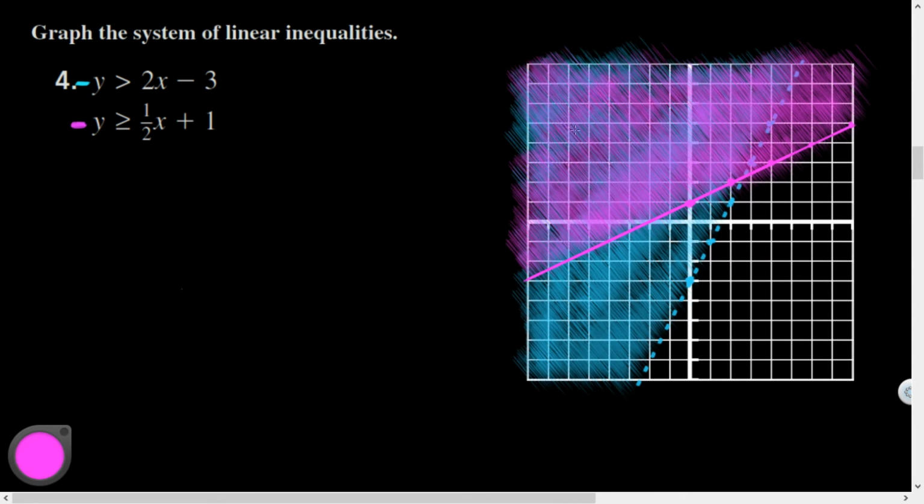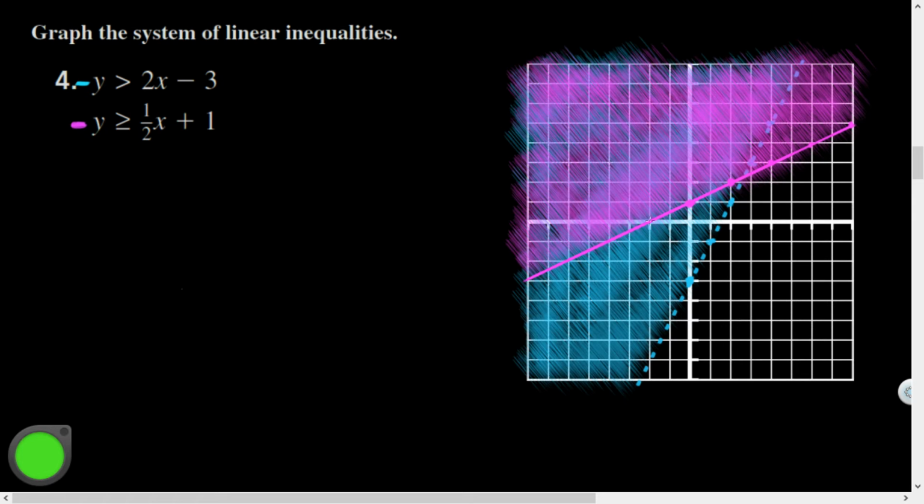A system of linear inequalities. So now that I've got it shaded, you guys are still shading, I realize. Question, is this point, -2, -2, a solution? No, it works for the blue inequality, but not the purple one.